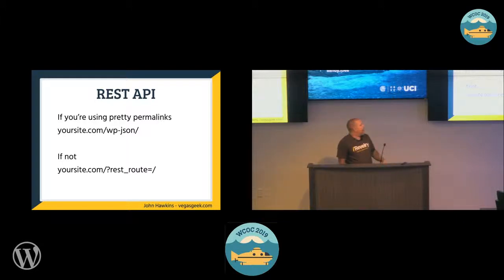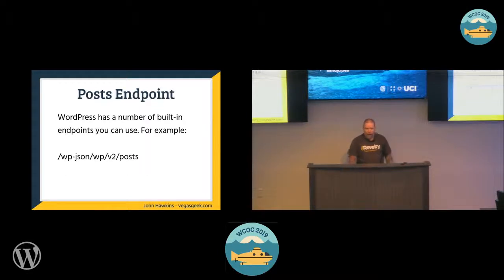So this is what it looks like if you've got pretty permalinks, and this is what it looks like if you don't use pretty permalinks. The obvious answer here is use pretty permalinks, because it's just such a clean process. WordPress has a number of built-in endpoints, and there's a long list of them, but you can get posts and pages and authors and pretty much everything. If it exists inside of core WordPress, there is a JSON endpoint for it.